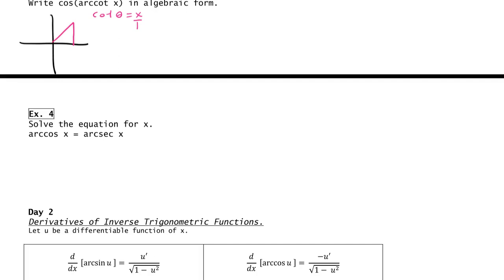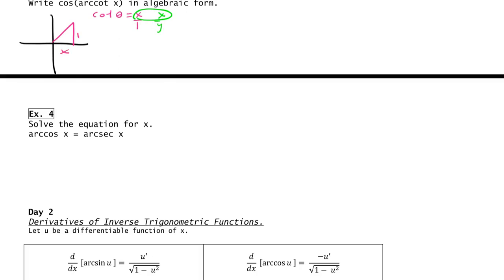Now the fact that there's already an x there and this is x over y just means this is how much we travel. The x is how far we travel on the x axis, and then this is going to be the y. So I'm going to go over x and up 1. Okay, so if I go to write this, over x and up 1.